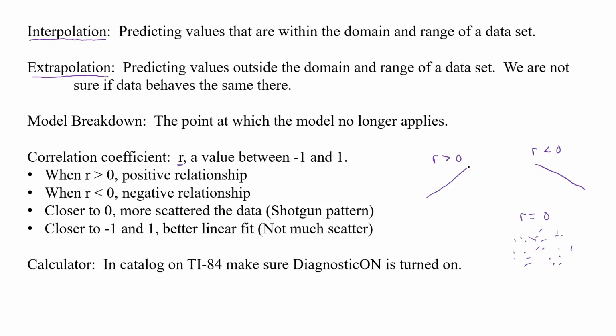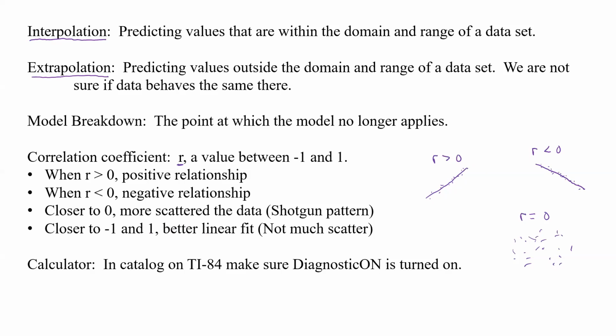If it's exactly 1 or exactly -1, it's going to be a perfect line. But if it's just close and we've drawn a line between the data, it might look something like that if it's close to 1 and something like that if it's close to -1. It's not perfectly on the line, but if it's close, then that would be very close to 1 or -1.